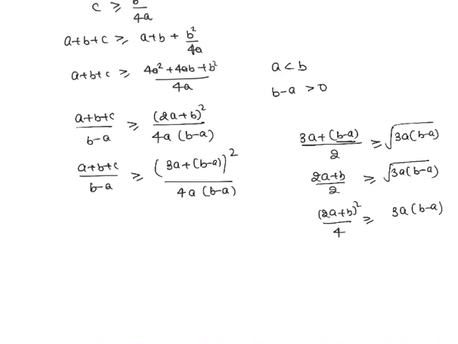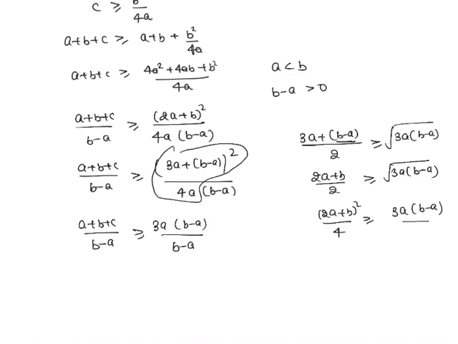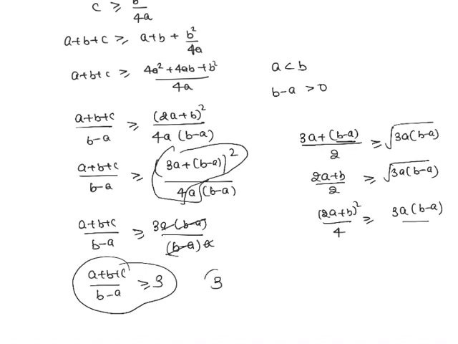So we can write this one, a plus b plus c divided by b minus a. This value is what? Always greater than or equal to 3 times a into (b minus a) divided by (b minus a) into a. This 4 will come outside. B minus a into a is getting cancelled. So a plus b plus c divided by b minus a will be greater than or equal to 3. So the minimum value should be what? It should be 3 only. This is the answer.